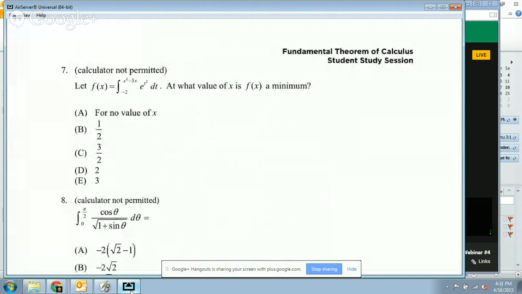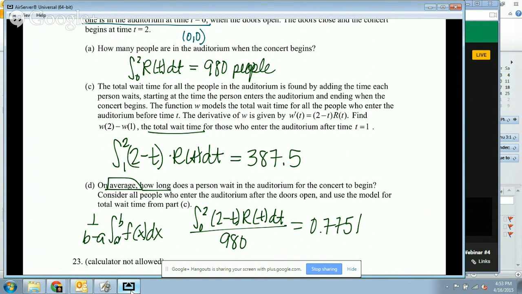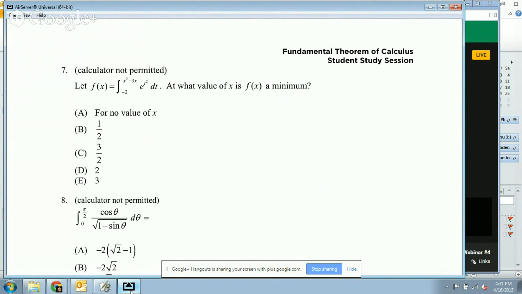Ooh, 7 looks super fun. It looks really scary. Some students are like, oh my gosh, what if I go past 3 decimal places? The AP graders only know or are familiar with that. So let's say that I have this function, and I look that it's from -2 to x squared minus 3x of e to the t squared dt, and they're asking me at what value of x is f of x a minimum, okay? So I'm thinking to myself, okay, I've got maximums and minimums.